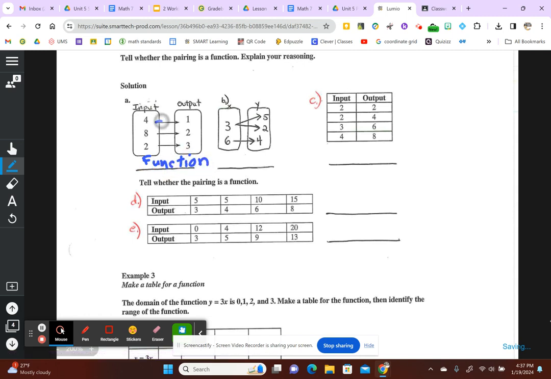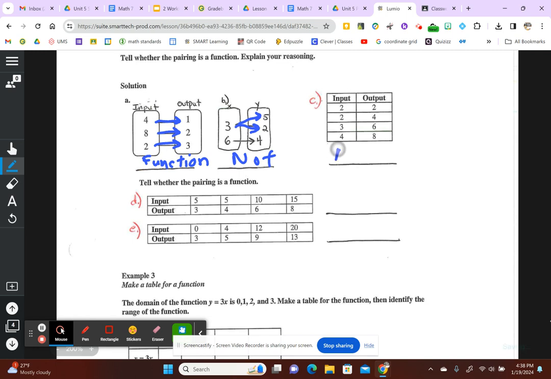So every time I put in a 4, I only get a 1. I put in an 8, I only get a 2. I put in a 2, I only get a 3. This next one is not a function because sometimes when I put in a 3, I get a 5, and sometimes when I put in a 3, I get a 2. So that is not a function.